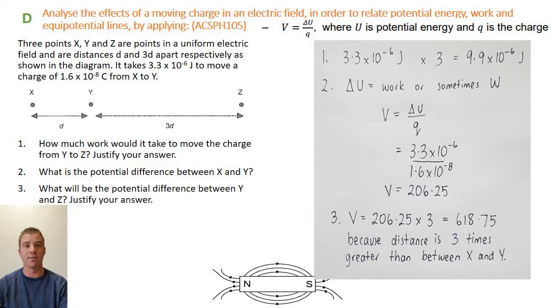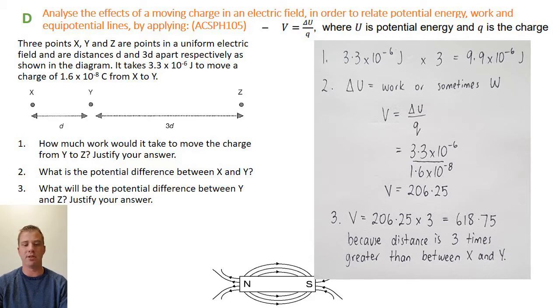3 points X, Y, and Z in a uniform electric field are at distances D and 3D apart, respectively, as shown in the diagram on my PowerPoint slide. It takes 3.3 times 10 to the negative 6 joules to move a charge of 1.6 times 10 to the negative 8 coulombs from X to Y. How much work will it take to move the charge from Y to Z, and justify your answer? We just times it by 3 because the distance is 3 times more. So you get 9.9 times 10 to the negative 6 joules. You can see that in my working out.